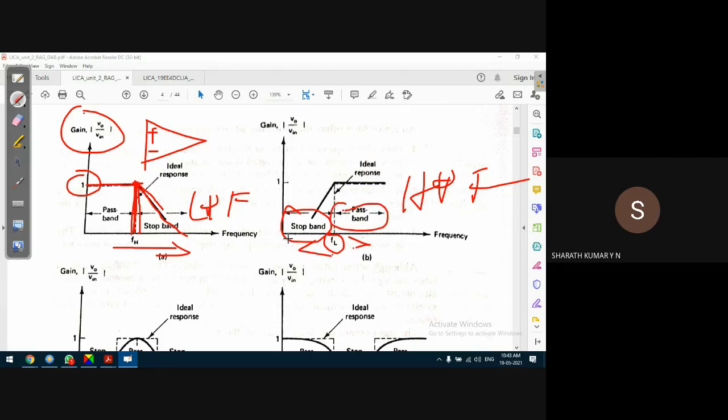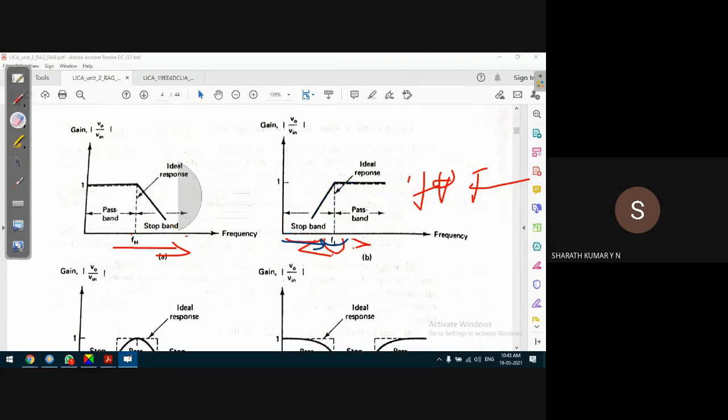Okay, so what happens is that ideally, again, this is the situation. Ideally this should have happened. I'll take some other color, green color. This should have happened, but practically it is not possible. It cannot go from 0 gain to very high gain immediately in 0 time. As the frequency increases, gain gradually increases and reaches a maximum value. Okay, so that's how it operates.